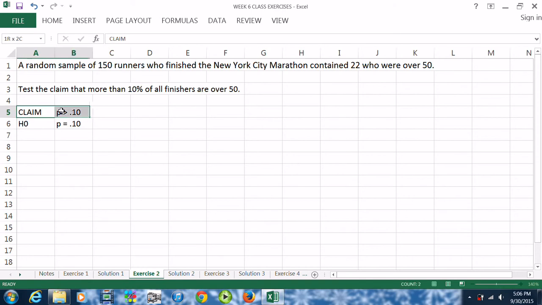Right, so the claim, a statement of inequality, is a claim of greater than this time. P is greater than 10%. The null hypothesis is always a statement of equality. P equals 10%, and this is the assumption under which the test will be based. Then we have our alternative hypothesis, H1, which is going to be the same as the claim. So P is greater than 0.1.